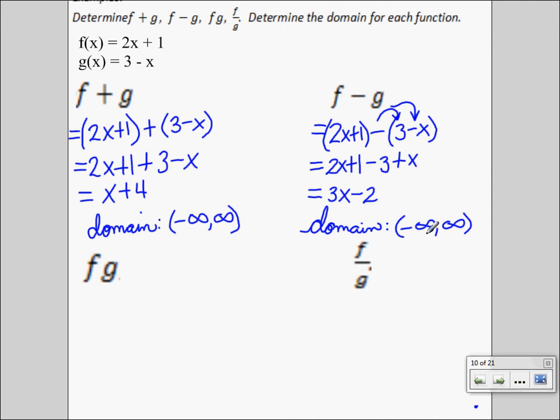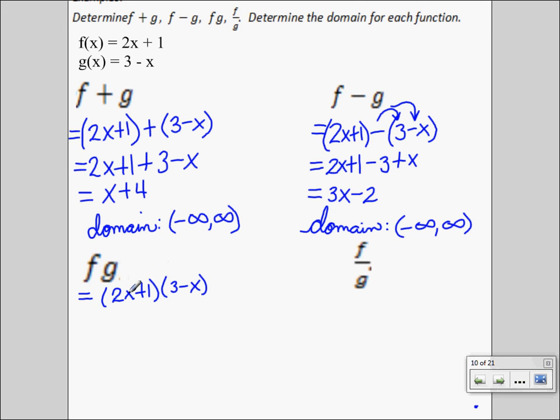Okay, now we have the combination f times g. That means we're going to multiply the two functions together. So to do that, write each function in parentheses. So first writing the f, we have in parentheses 2x plus 1, close parentheses, open a new set, and write g, which is 3 minus x. The operation is multiplication, and you will get the same thing for f times g as if you were to do g times f, because multiplication properties yield that solution.